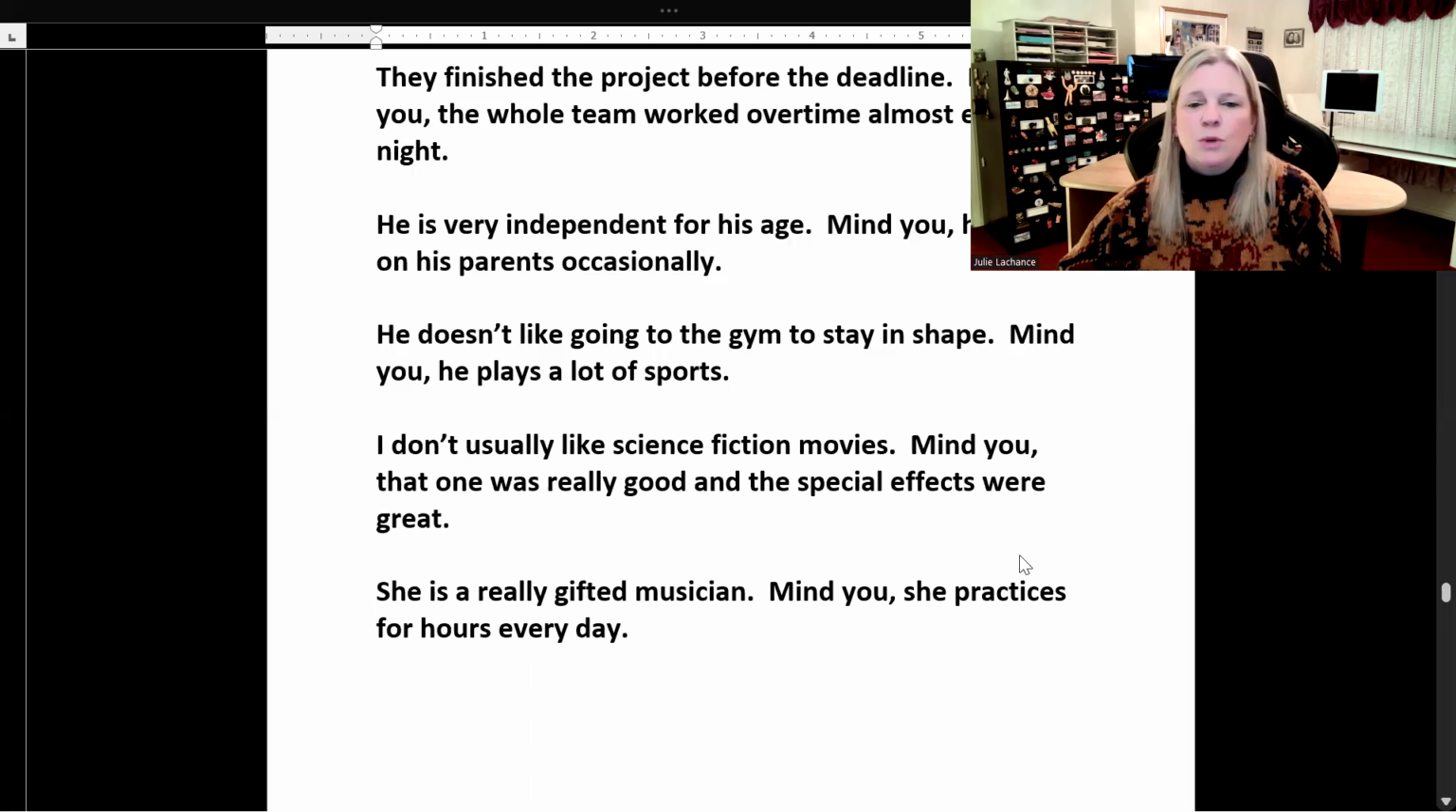I don't usually like science fiction movies. Mind you, that one was really good and the special effects were great.